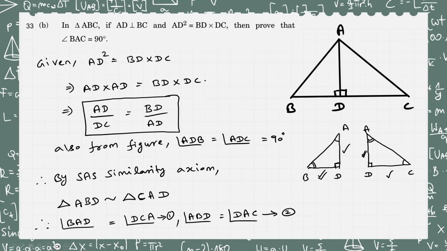So what I am going to do is add both the angles. Why? See the main picture. BAD angle is here and DAC angle is this one. So I am planning to add both of them. That will give me the entire angle at A, right? BAC angle. So we are going to add equations 1 and 2.